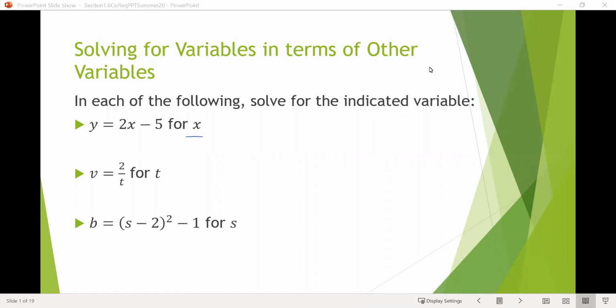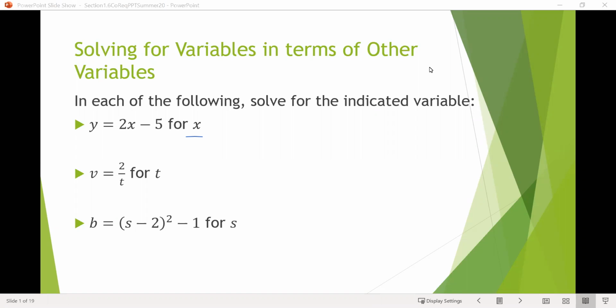So we have the equation y equals 2x minus 5, and we just solve it for the variable x. Now, because we are solving for variables in terms of other variables, one thing to keep in mind here is at the end, we want our answer to look something like x equals, but what it equals over here will not just be a number. It'll be a number with a variable, maybe some operations and some other things going on. Okay, so that's what we mean when we say solve for variables in terms of other variables.